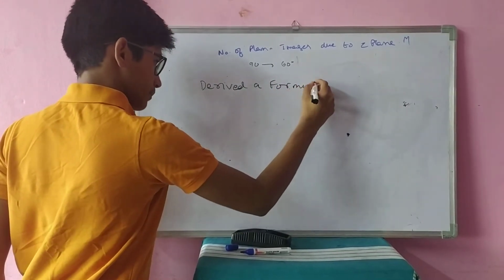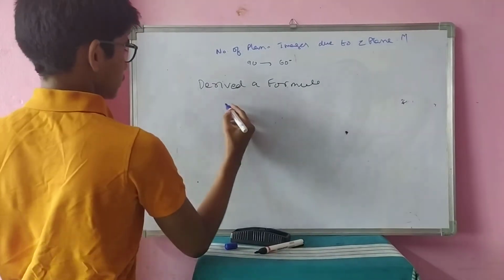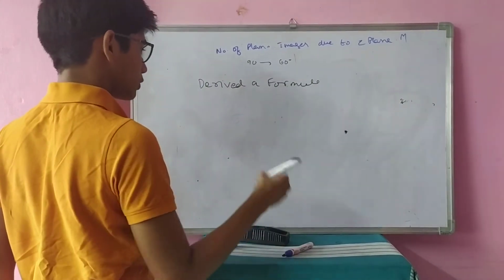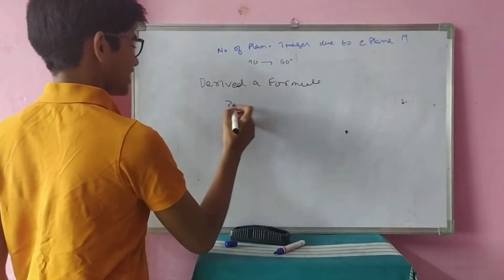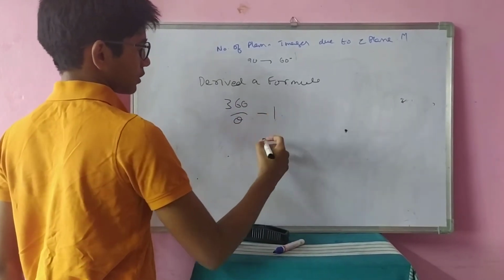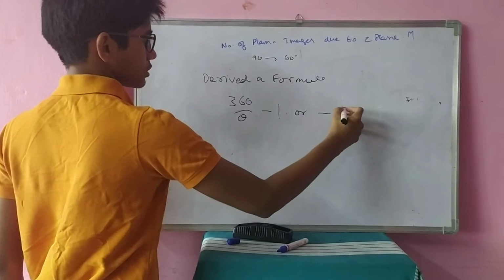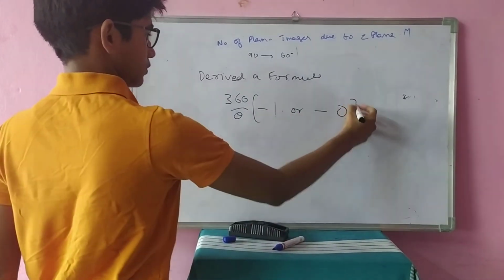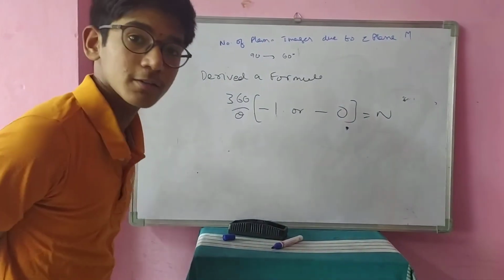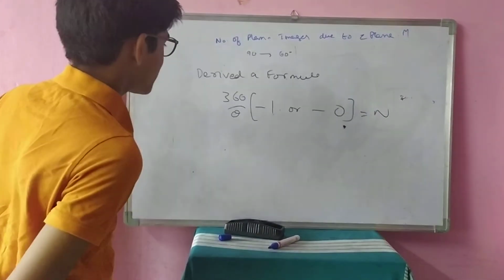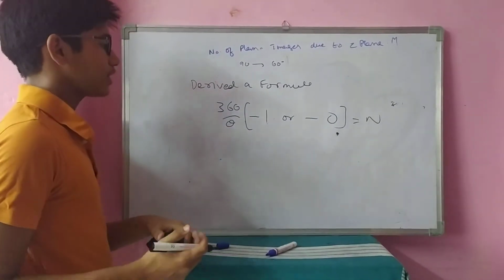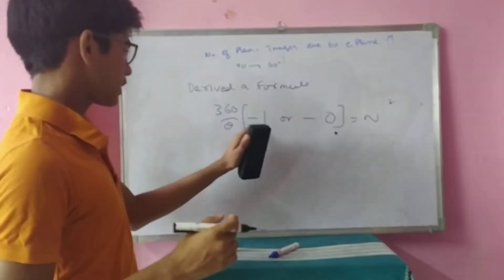That is, 360 by theta minus 1 or minus 0 equals the number of images. Sir, what is this formula? 360 by theta minus 1 or minus 0. What is this minus 1 or minus 0?